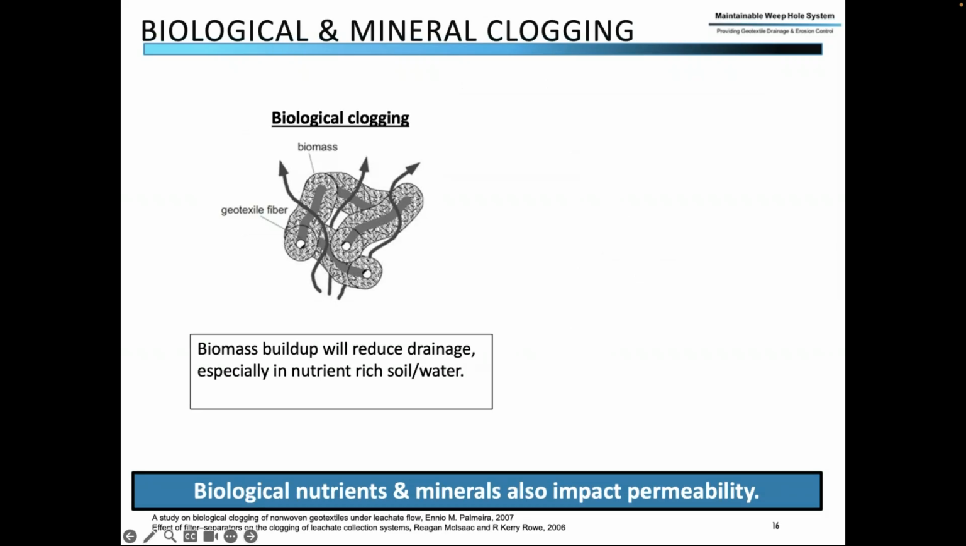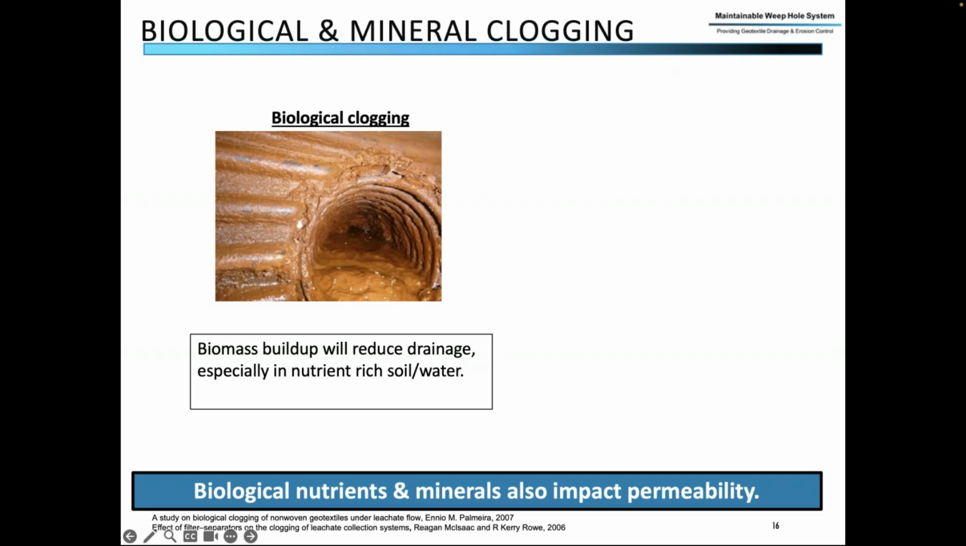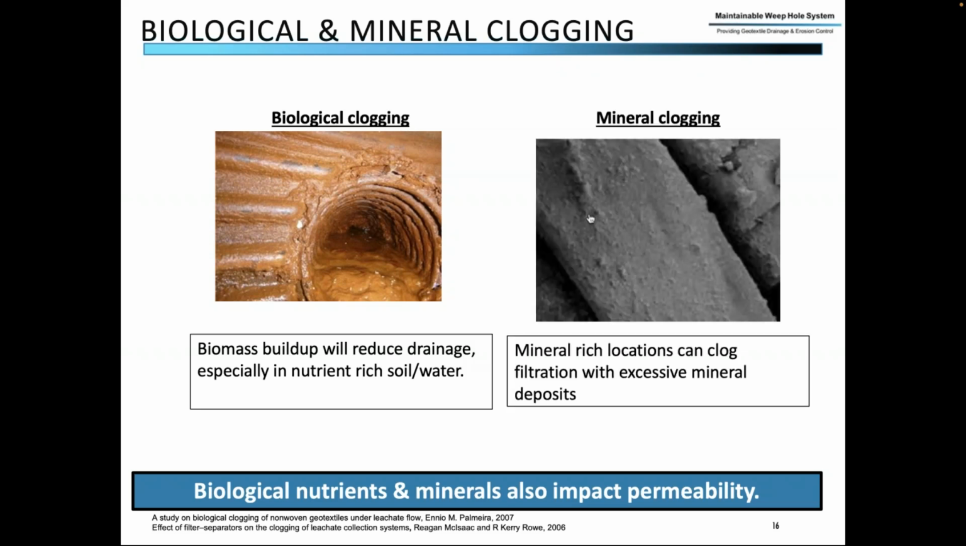Biological clogging is a big one. If you've ever worked in high iron content soils, iron ochre is a byproduct of a bacteria that likes to eat iron. This is soluble. It's permeable when wet, but it's impermeable when it dries out and solidifies, and that can foul up a drainage system. Mineral clogging also fouls up drainage systems.